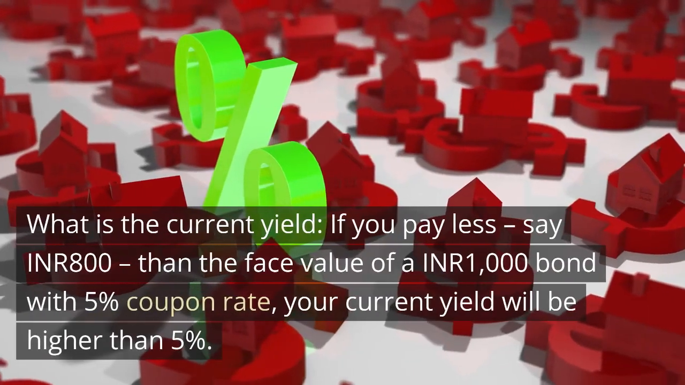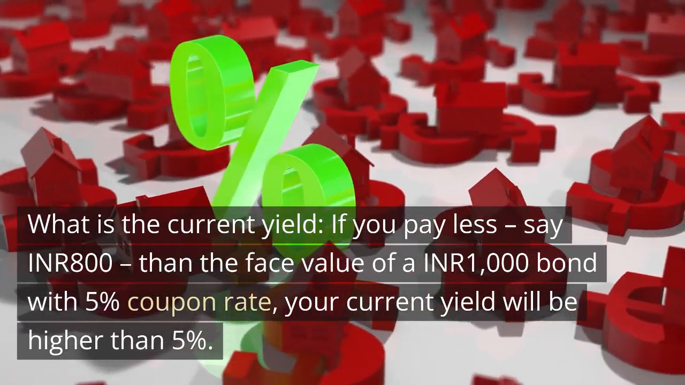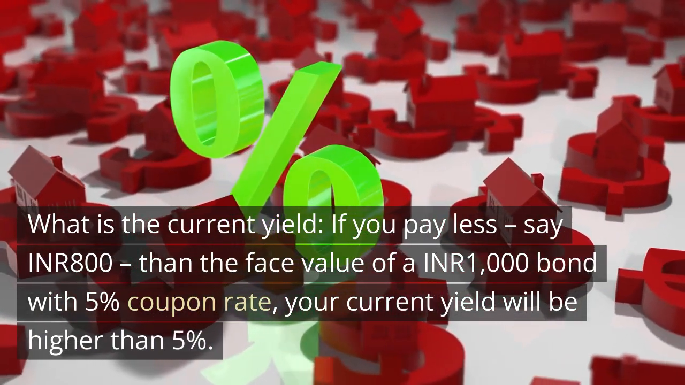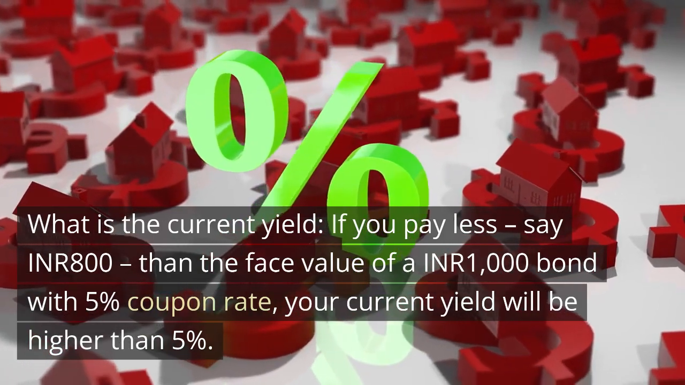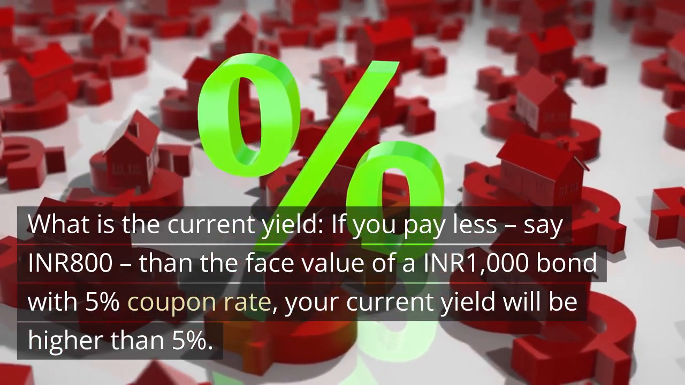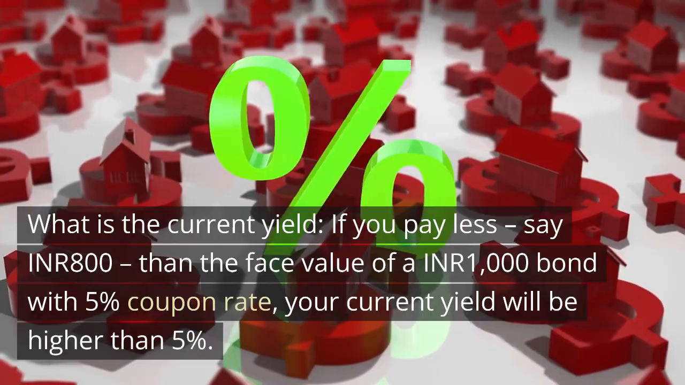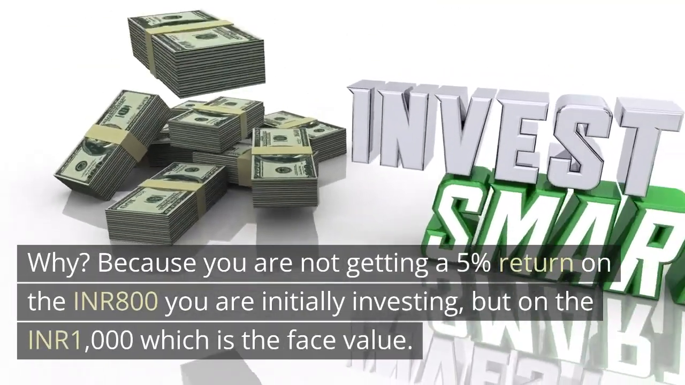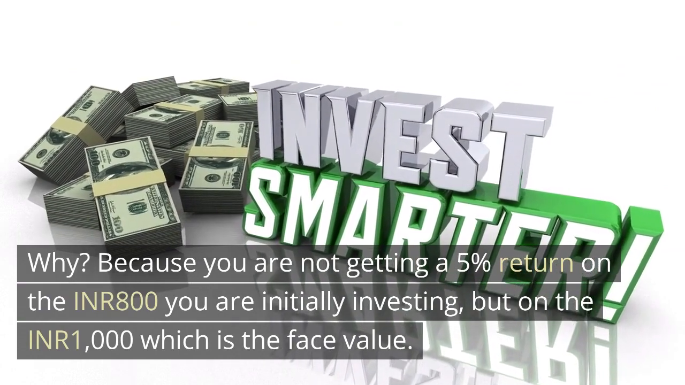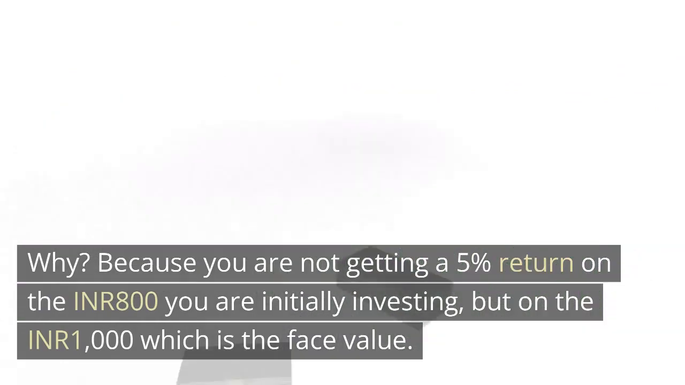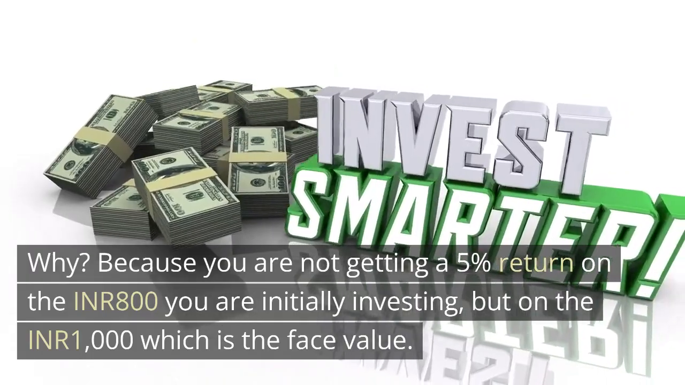What is the current yield? If you pay less, say 800 Indian rupees, than the face value of a 1000 Indian rupee bond with 5% coupon rate, your current yield will be higher than 5%. Why? Because you are not getting a 5% return on the 800 Indian rupees you are initially investing, but on the 1000 Indian rupees, which is the face value.